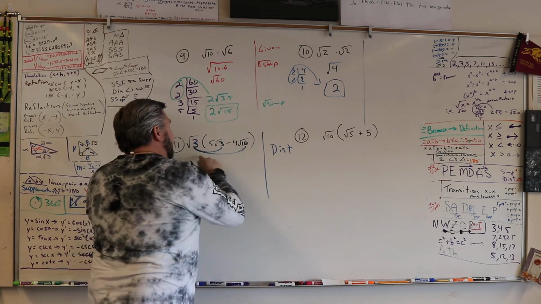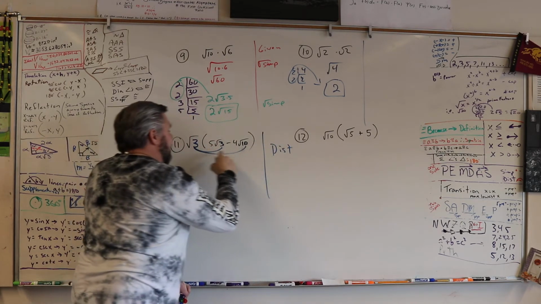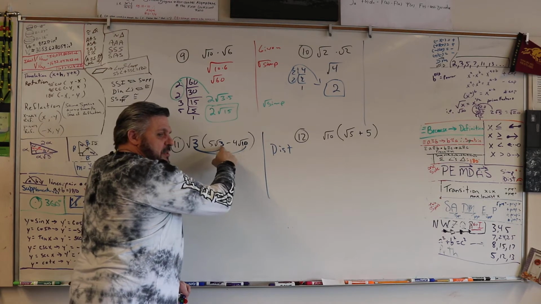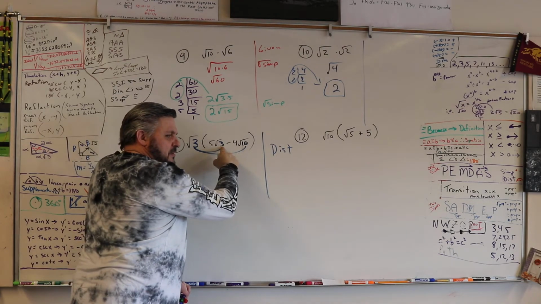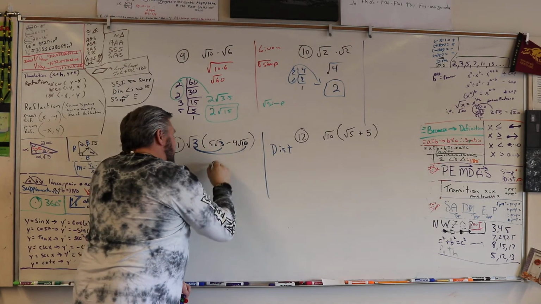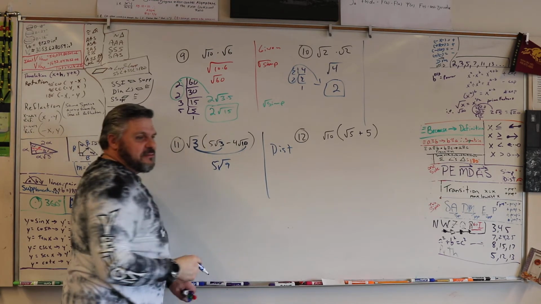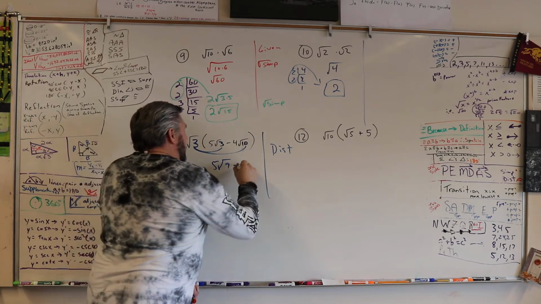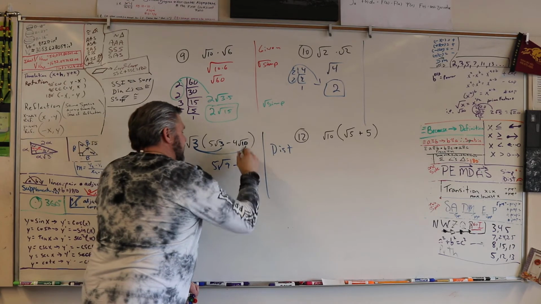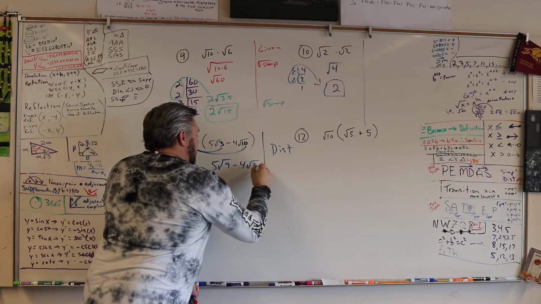Okay? Alright. And so we are going to multiply that through. And so what's 3 times 3? 9. Thank you. So it's 5 square roots of 9 minus 4 square roots of 3 times 10. 30, right?